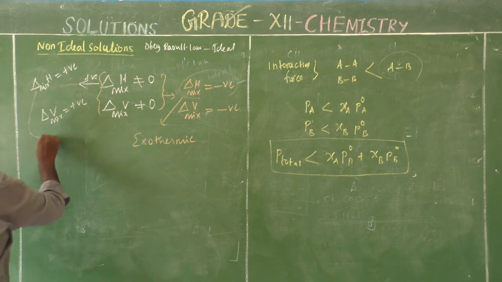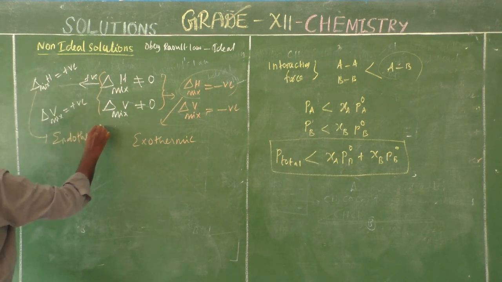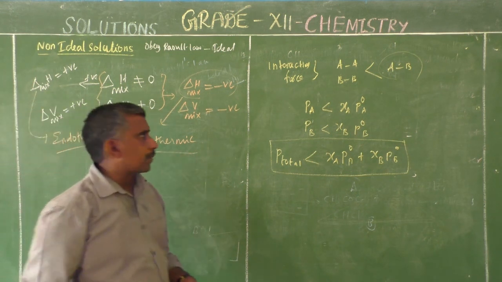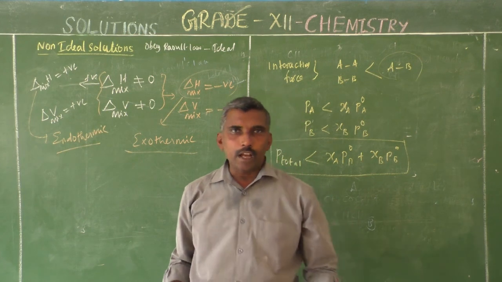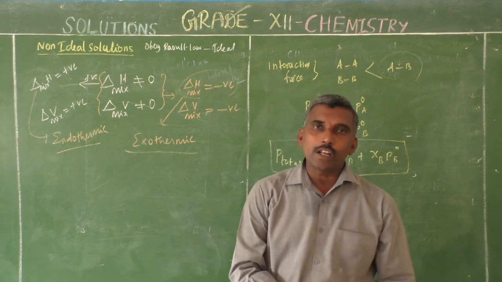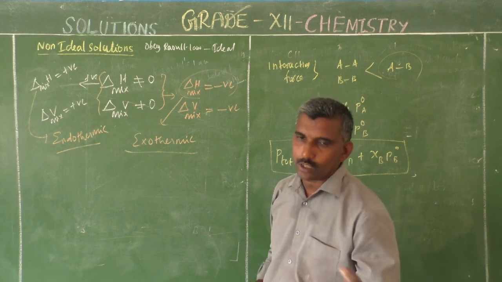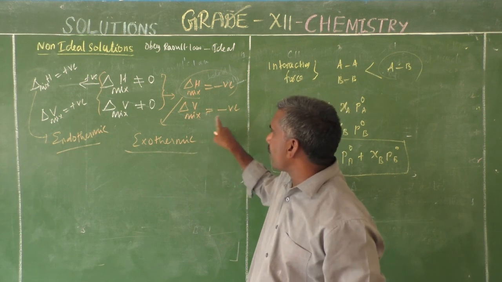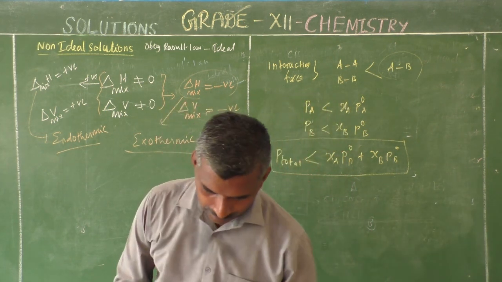Positive deviation is endothermic, and negative deviation is exothermic. Mixing chloroform and acetone is an exothermic process: the dissolution of chloroform and acetone releases heat. The volume also decreases, which is a negative deviation.